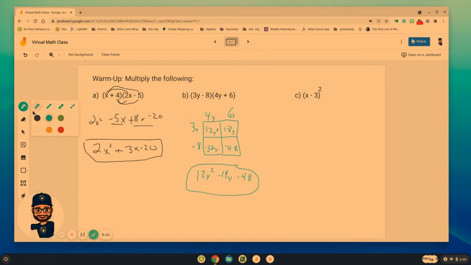The last one, remember, whenever we've got that squared part, we want to write this out twice so that we can definitely see we've got 4 multiplications. X times x is x squared. X times negative 3 is negative 3x. Negative 3 times x is negative 3x. Negative 3 times negative 3 is plus 9. And we have x squared minus 6x plus 9. All right, that's how we convert this information back into standard form.